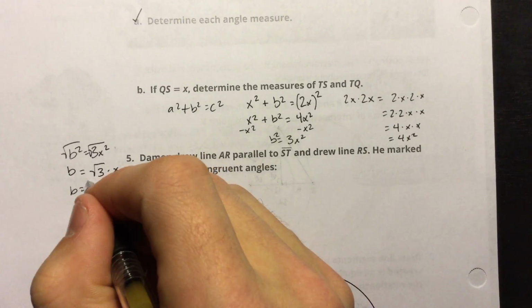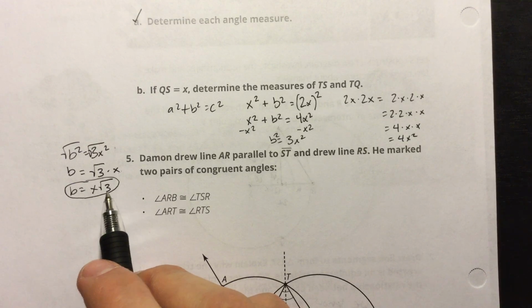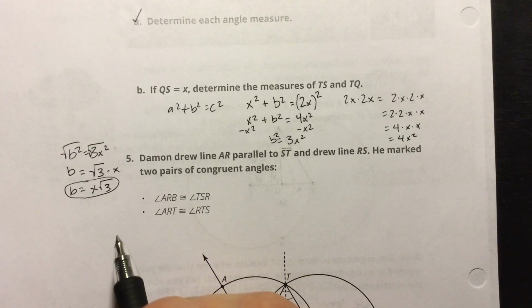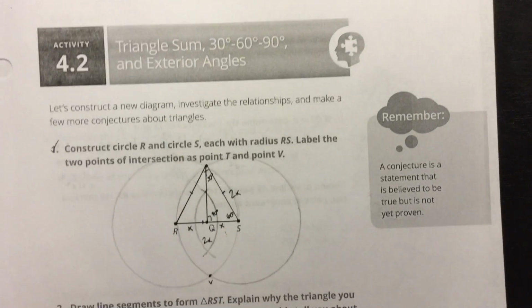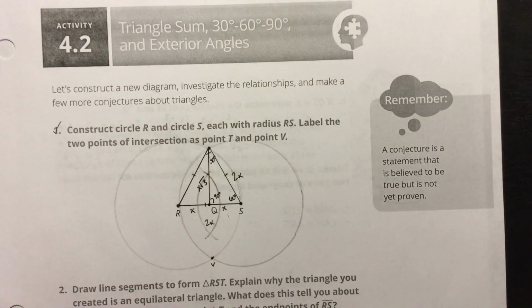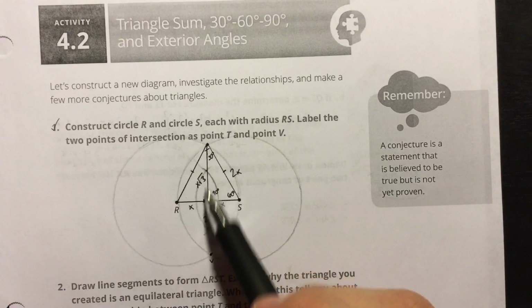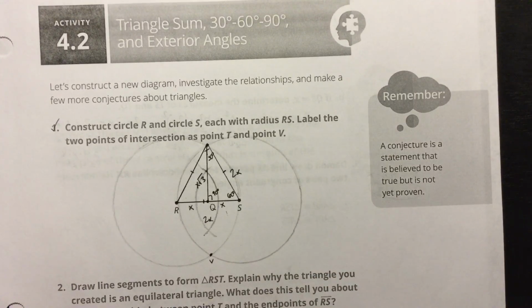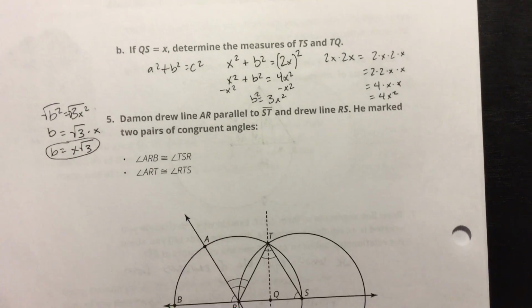So the side length for TQ is x times radical 3, square root of 3, however you want to say it. Okay, and then we can go ahead and label that over here. So we'd say x rad 3 for the side length. So QS was x, TS was 2x, and then this side was x times radical 3. Sweet. Okay, so now we're on to number 5.